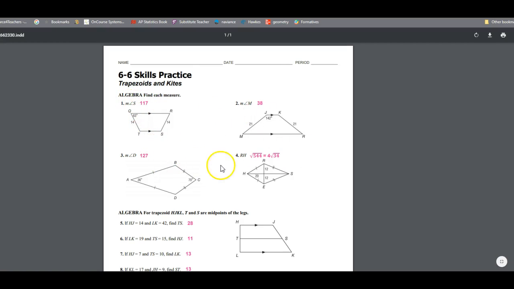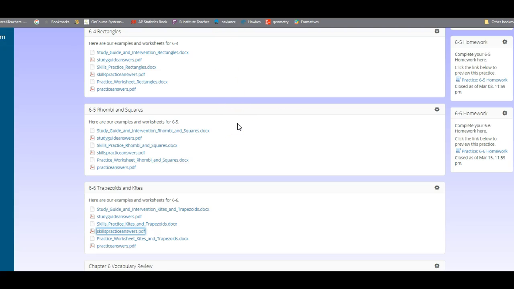So not all of these will be on there. I select some of them, just enough so that they're getting some practice outside of class, okay? So that's how the homework's structured.